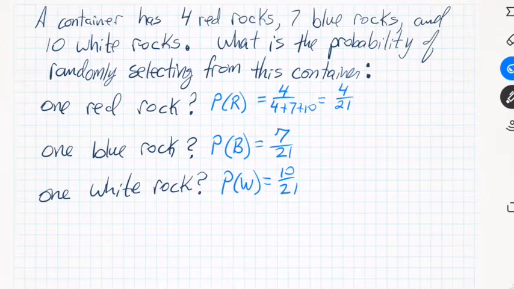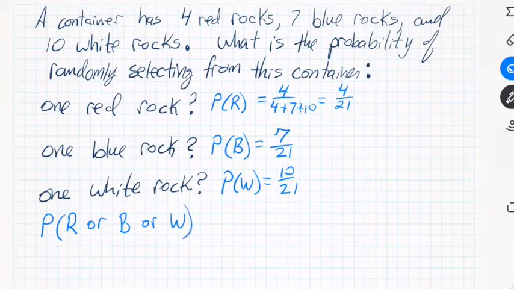Now, the reason I'm looking at each individual probability is, number one, there's only red, blue, and white rocks in this container with these specific numbers. So these are all the possible ways of pulling a rock out of this container. It's either going to be red or blue or white. So if I say, what is the probability of selecting a red or a blue or a white, they are mutually exclusive, so we really only need to add the probabilities together. So this is going to be the probability of it being red plus the probability of it being blue plus the probability of it being white.